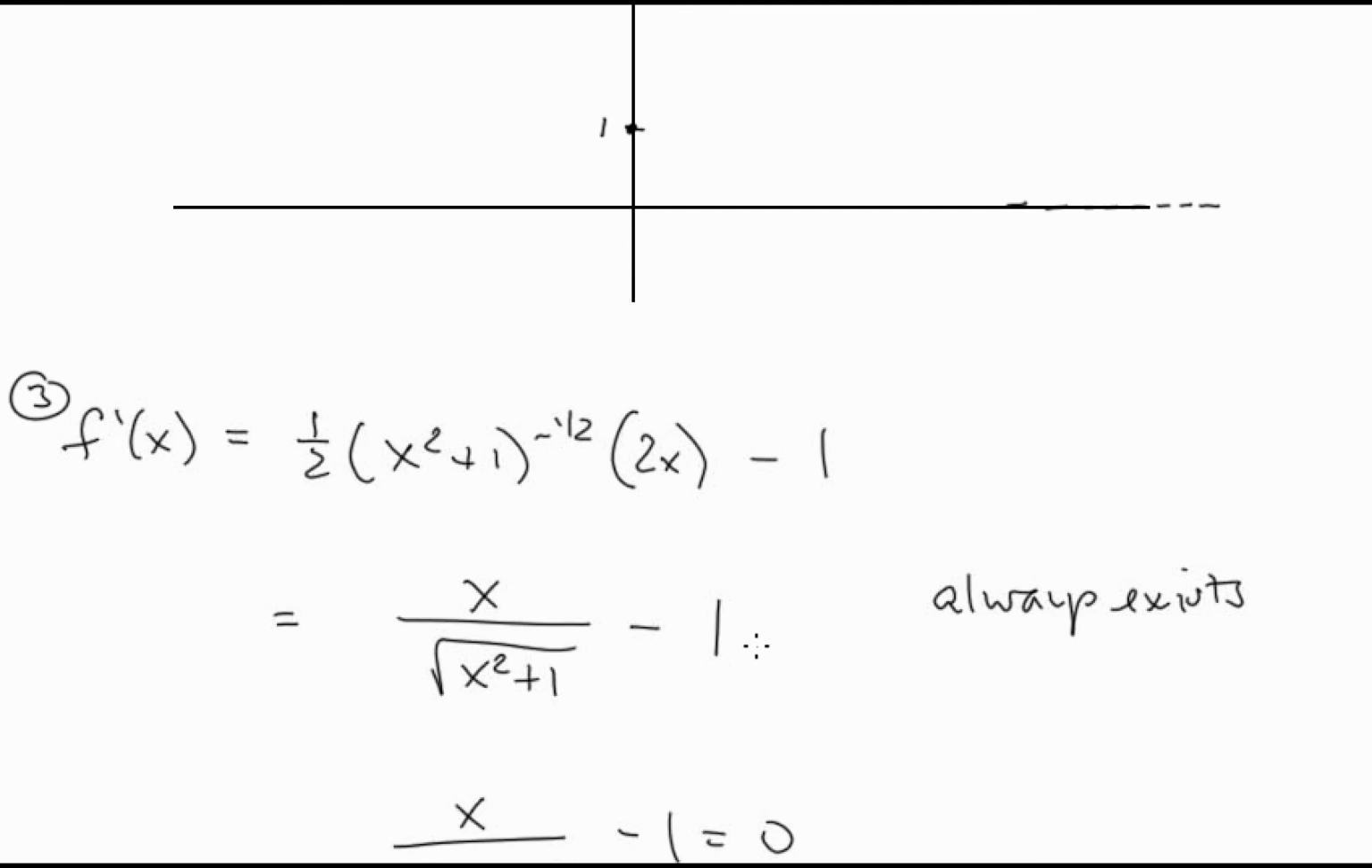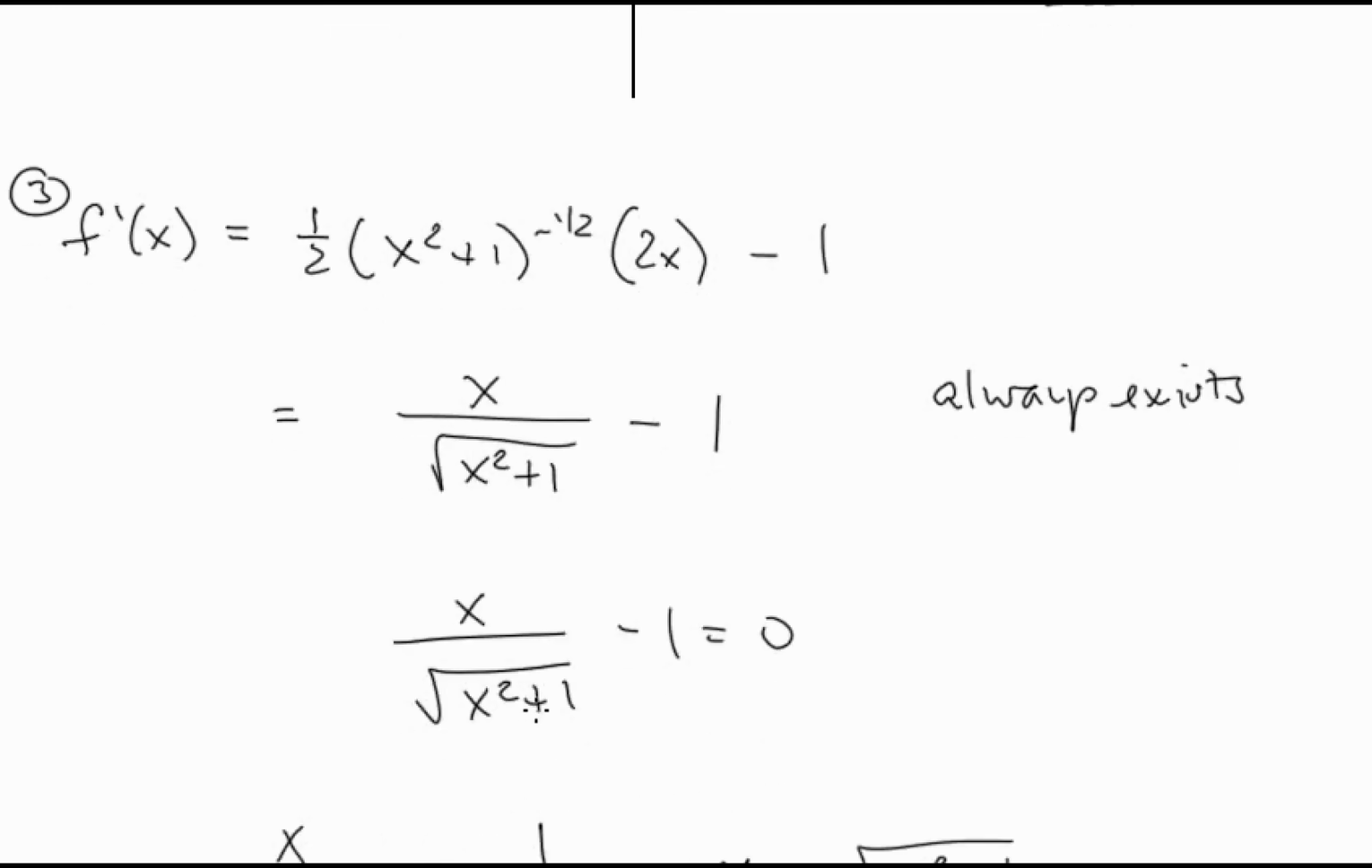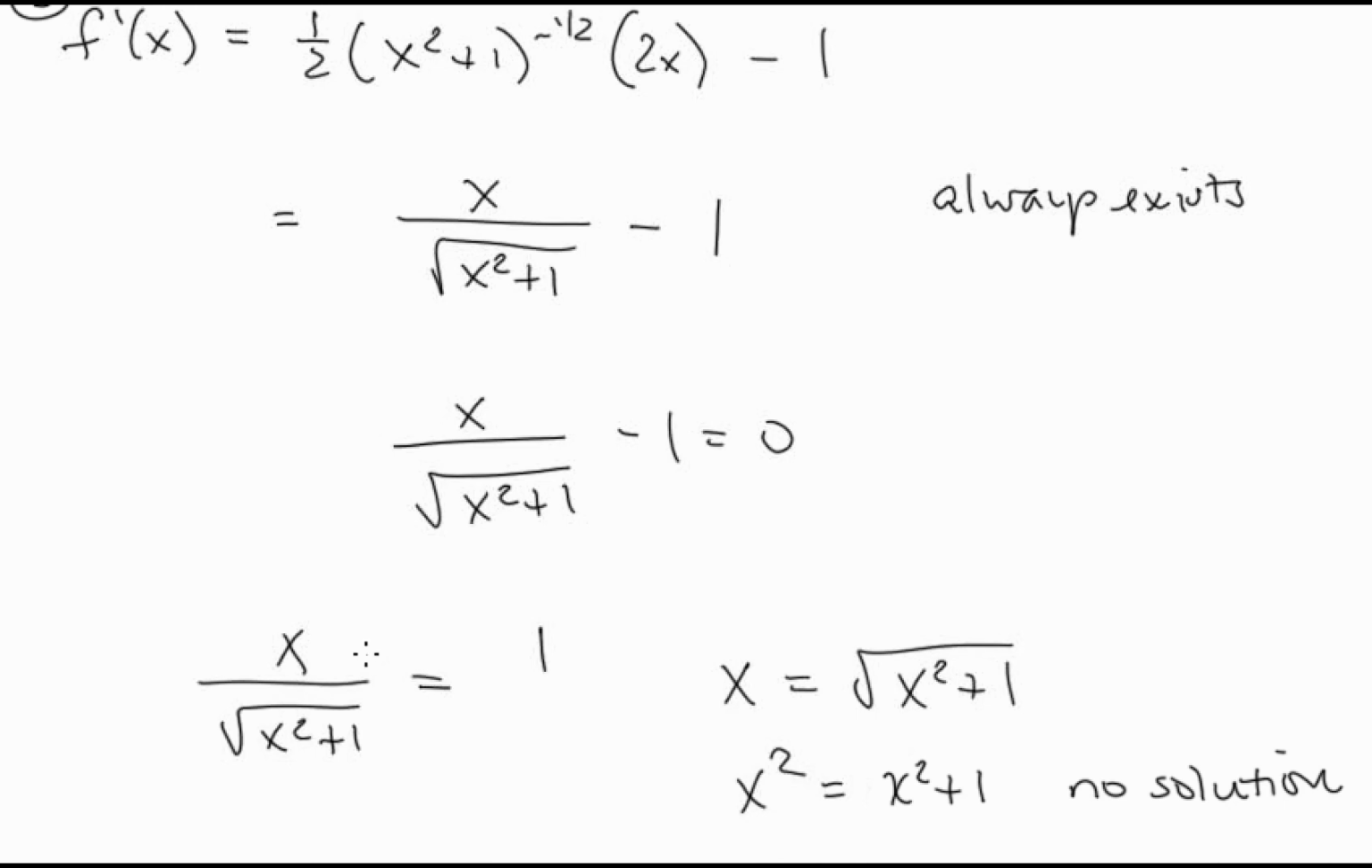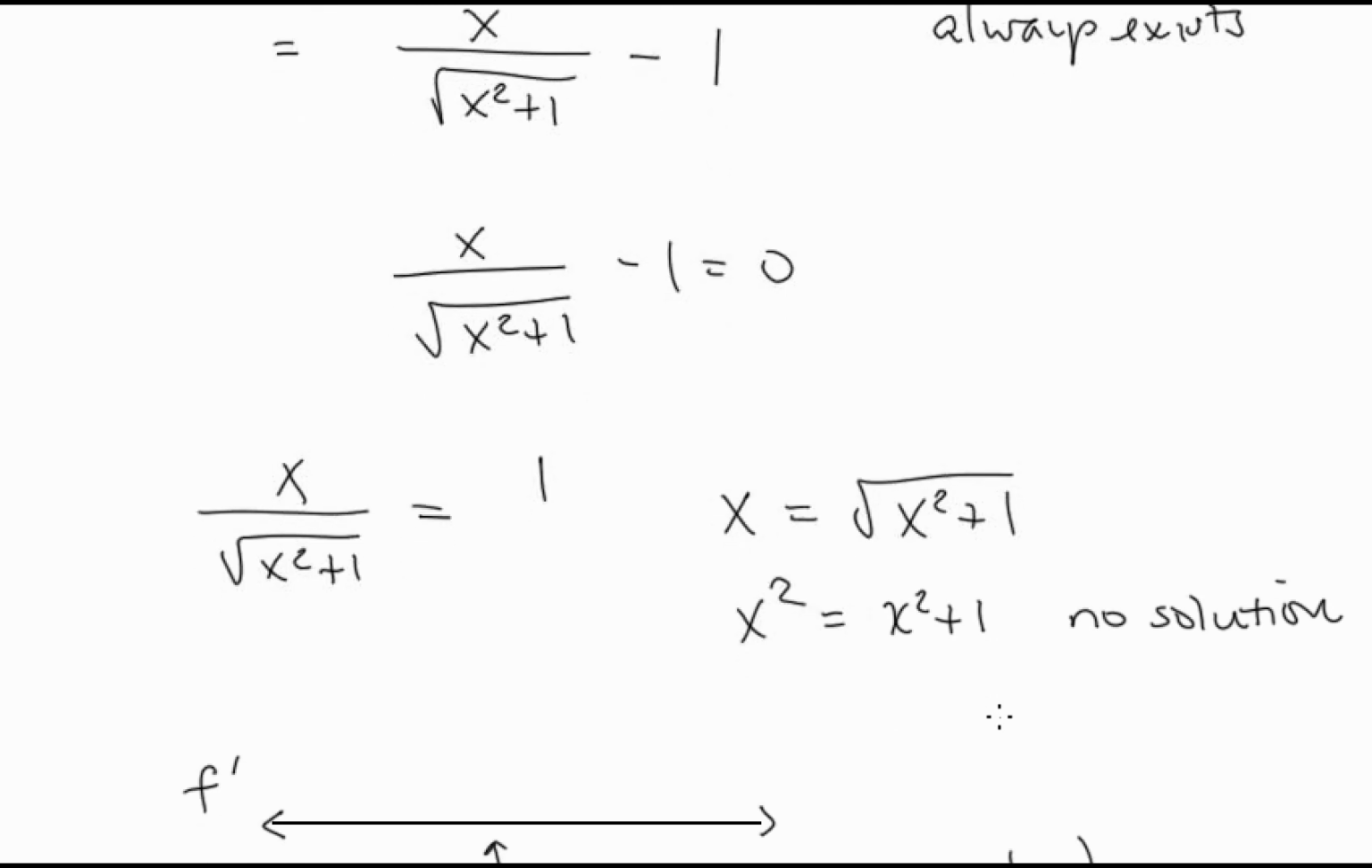And the first thing we notice is that this derivative always exists because this denominator can never equal 0. And so if we have any critical numbers, they must be coming from f prime equaling 0. So let's set f prime equal to 0. So here we have x equals radical x squared plus 1. And again, we square both sides and we have no solution. We saw this earlier. So that tells us there are no critical numbers.